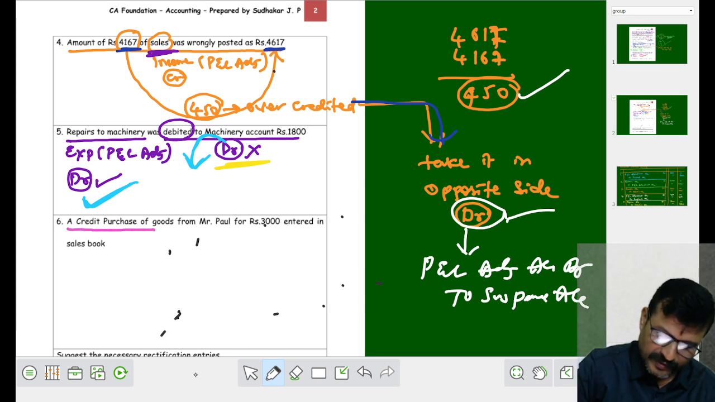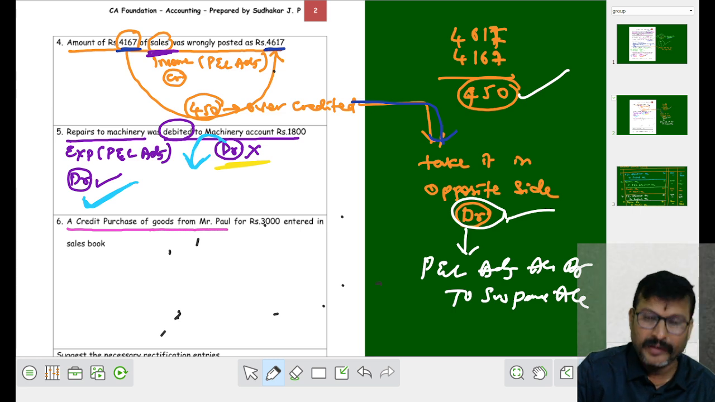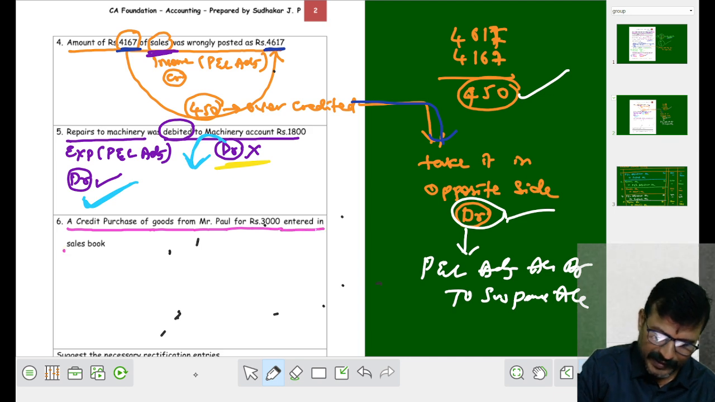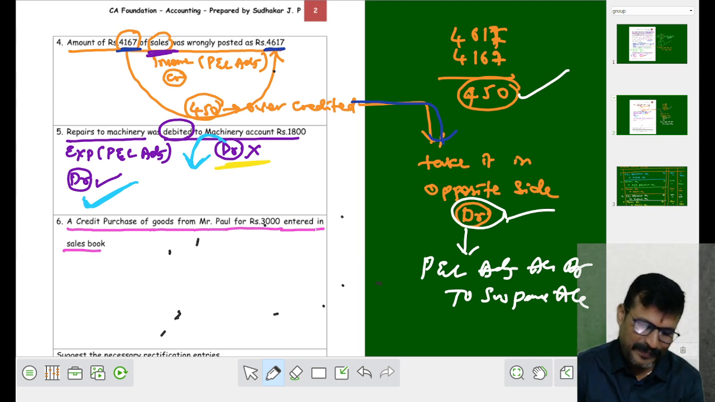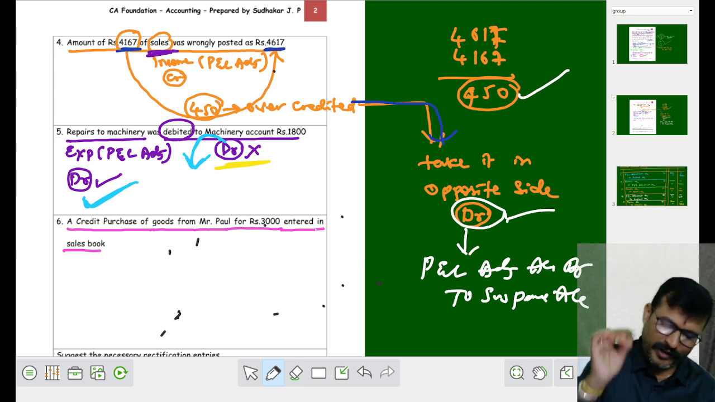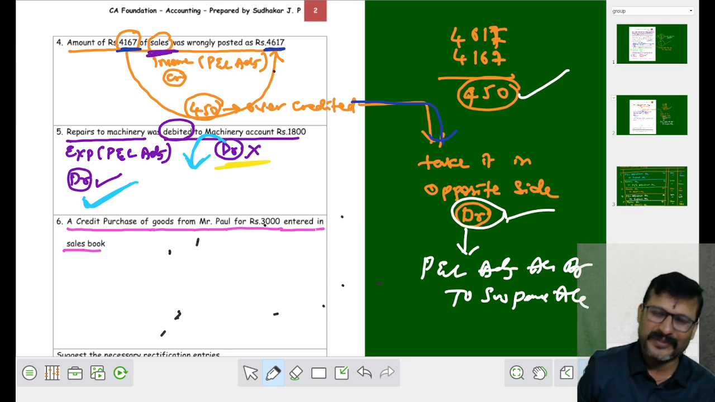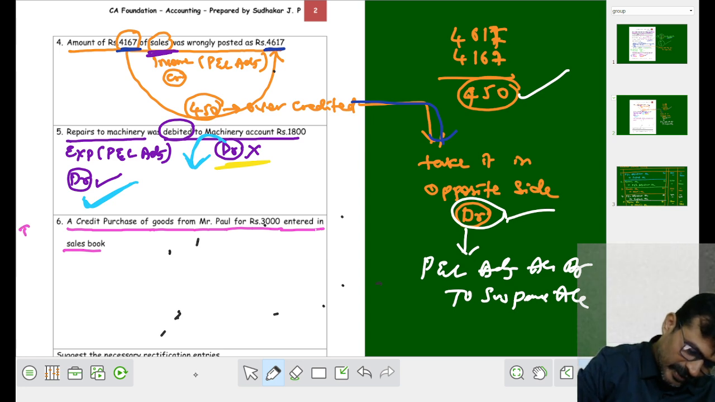Credit purchase of goods from Paul, rupees 3000, entered in the sales book. Purchase you made, recorded in the sales book. See how it comes. A beautiful entry. This is a very, very beautiful entry, especially when the error is disclosed in the next year.